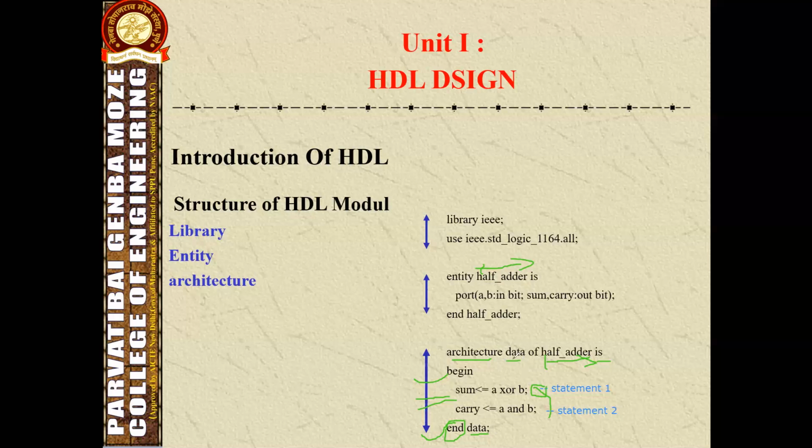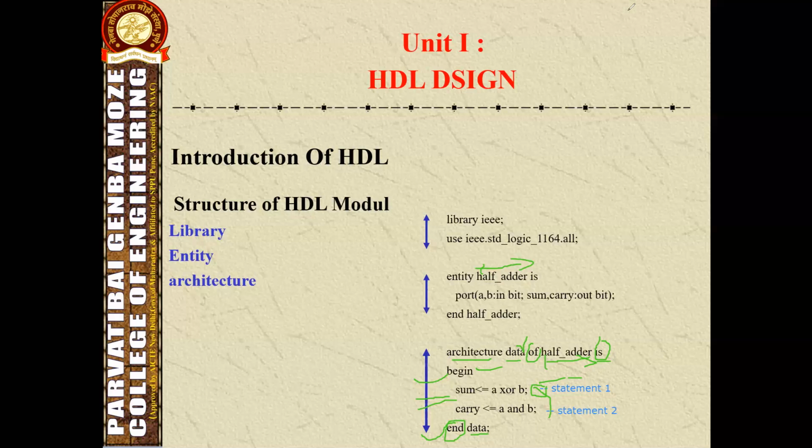Here, we have considered another name, architecture data of half adder. Here data is the name of the architecture, and of is also a predefined word, followed by half adder. After writing is, which is also a predefined word, we should begin with a begin statement, and after declaring the statements we can comment them using two hyphens. After completing this, we should end with the end statement. After end, we can follow with the name of the architecture. This is optional.